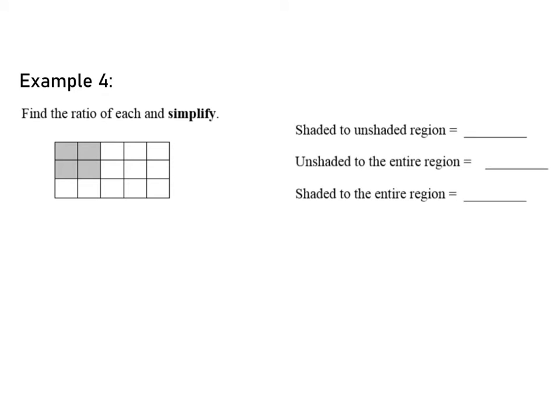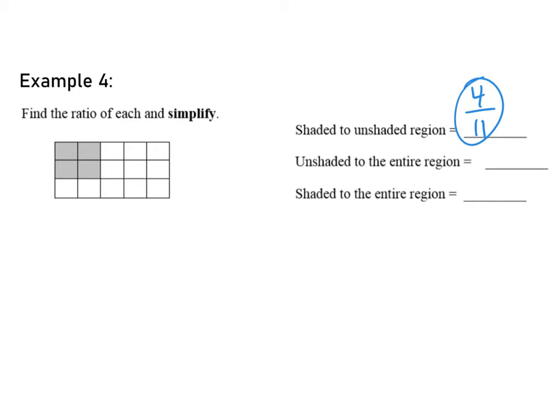All right, example 4, we're going to find each ratio and simplify. So first up is shaded to unshaded. So if I look at shaded, that's 4 boxes. To unshaded is 1, 2, 3, 4, 5, 6, 7, 8, 9, 10, 11. Yeah. Okay. And 4 and 11 don't have anything in common. 2 goes into 4. That doesn't go into 11. So that one is done.